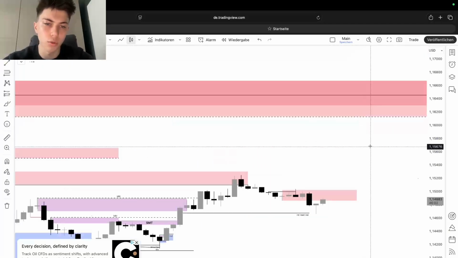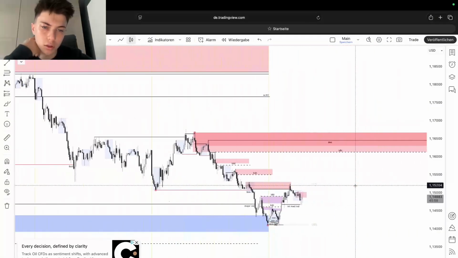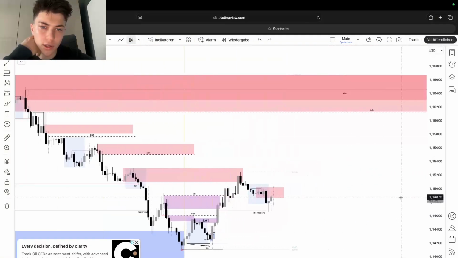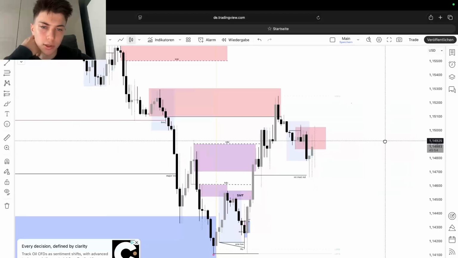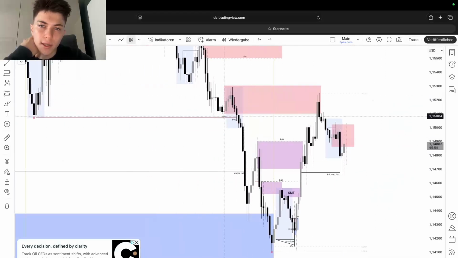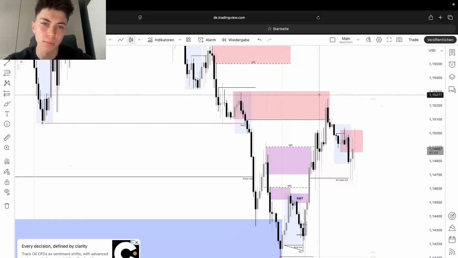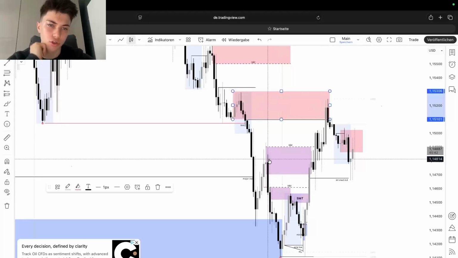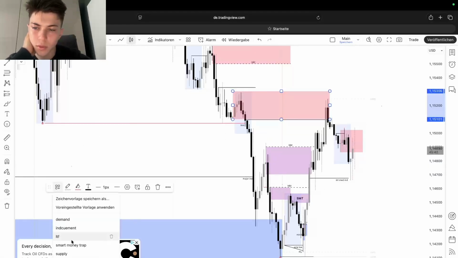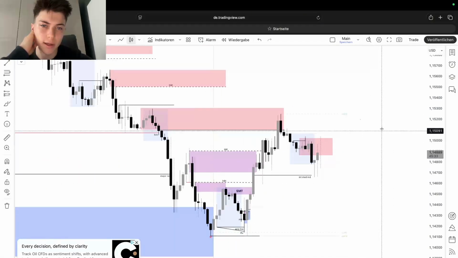In that sense, we hop into the H1, and under the H1 we can clearly see, after the rejection from that decisional supply, which hasn't been taking any significant liquidity, so it could potentially be a smart money trap, but I'm going to mark it as my decisional supply, as I do want to see how price reacts from it and interacts with it.